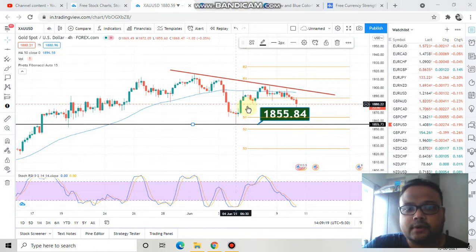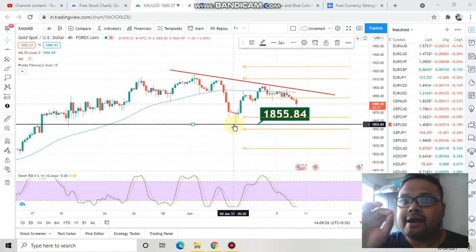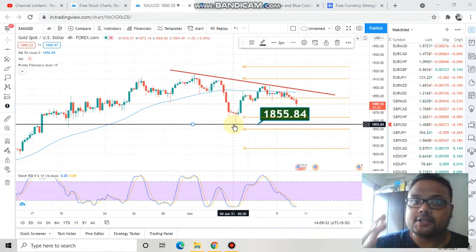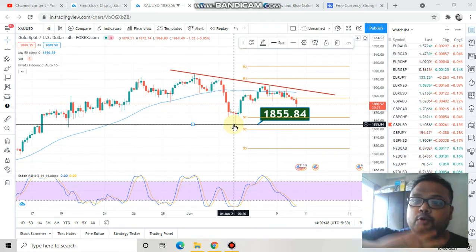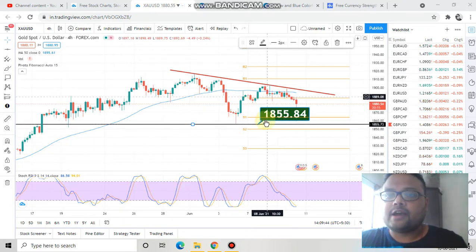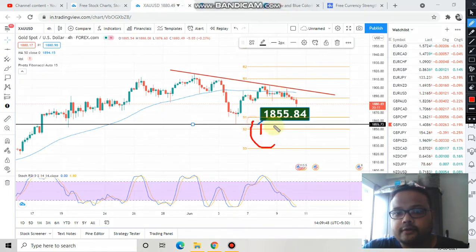Just look at this particular candle. When the market touched this level, it immediately bounced, which means that buyers were present at that price level. Try to understand the market psychology here. The buyers did not allow the market to go down, rather they pushed the price upside. So this level, 1855, is extremely important for the market, and this is your first and best trading opportunity here.